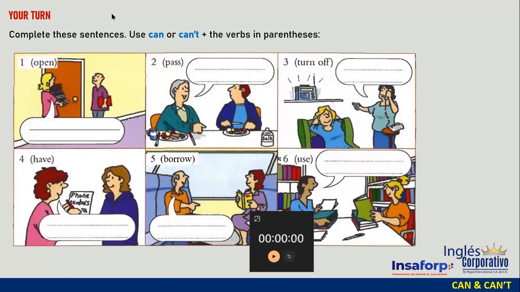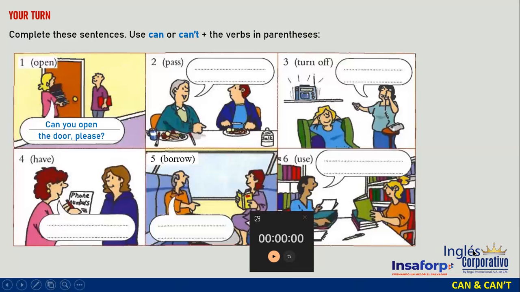Bueno, chicas, just let me know if you're ready, si estamos ya listas para revisar el ejercicio. I'm ready. Okay, very good. Let's go ahead then and try to complete it. Let's see. In number one, it says open. What is the question that the person is asking, girls? Can you open the door? Please, right? Can you open the door, please?